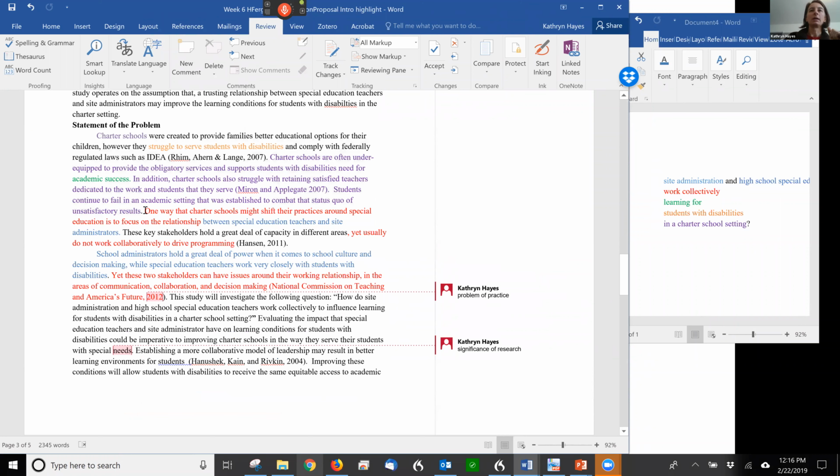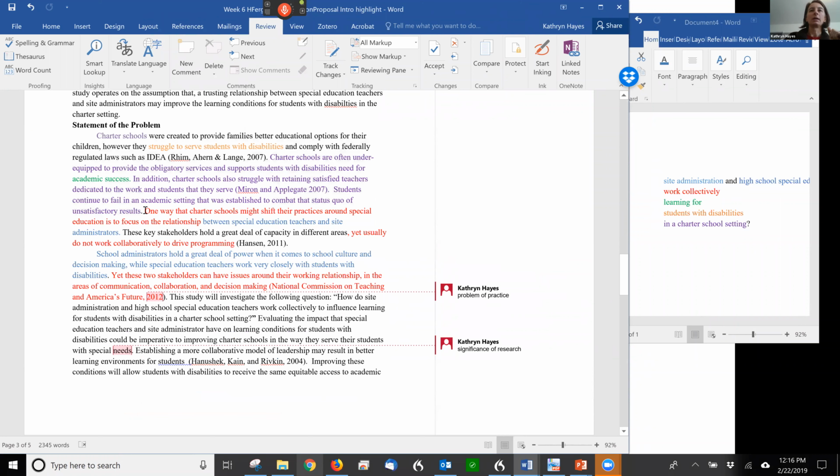Now, in her section called The Significance of the Study, this is where she really expands on that significance. What is this going to do for people who are trying to make a difference out in the schools? So I'll discuss the implications, the impact, the conditions for learning of students in charter settings. So how much detail can you introduce regarding what this research could do for people, all right?